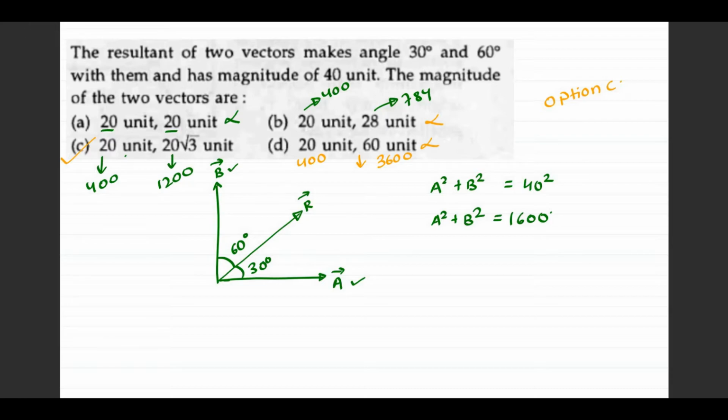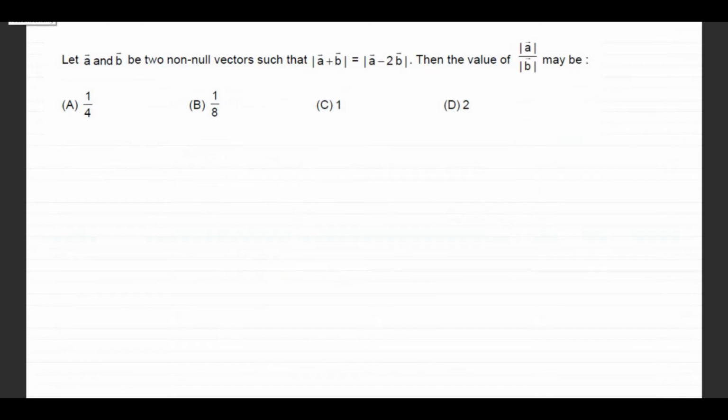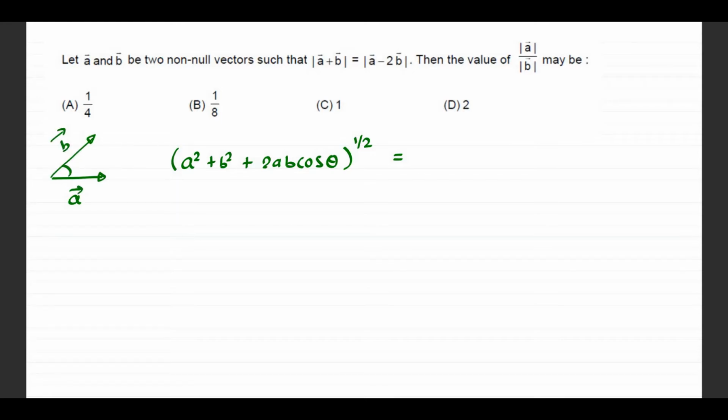Okay, let's look at the next question then. If we consider this question, then we can say the magnitude of A plus B will be this, considering theta is the angle between A and B. For A minus 2B, it will be... square both sides.